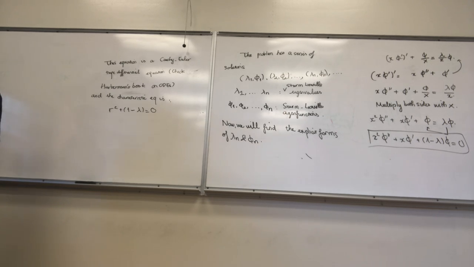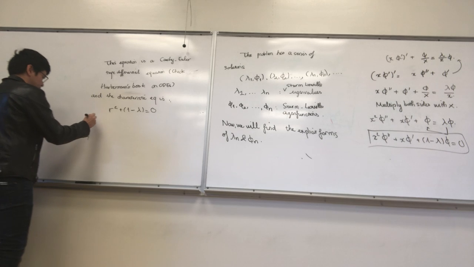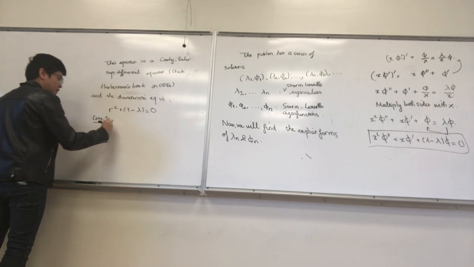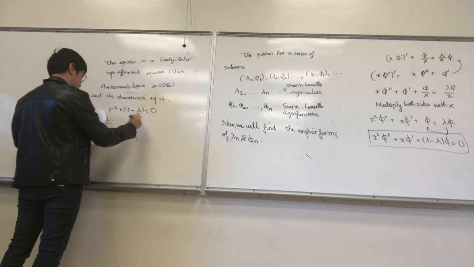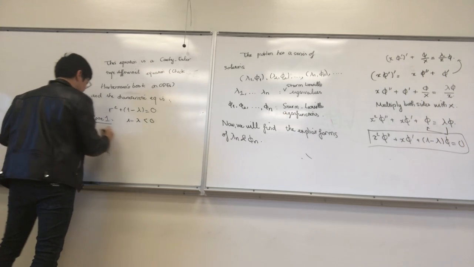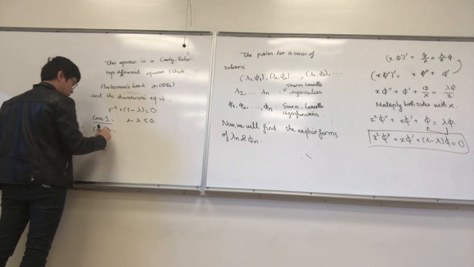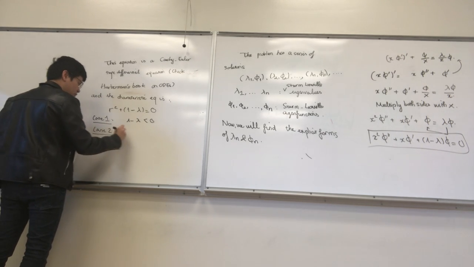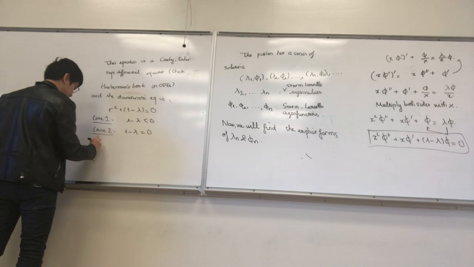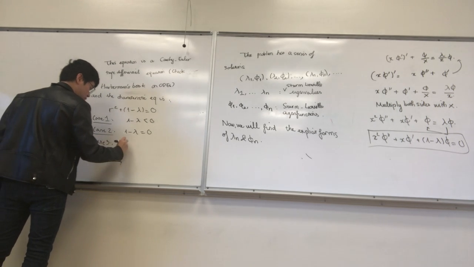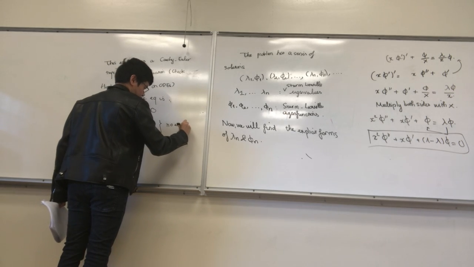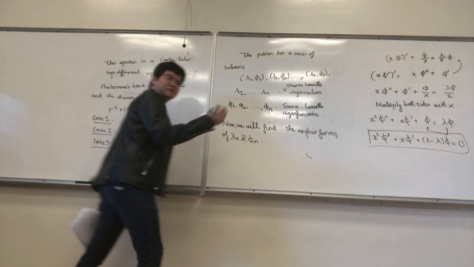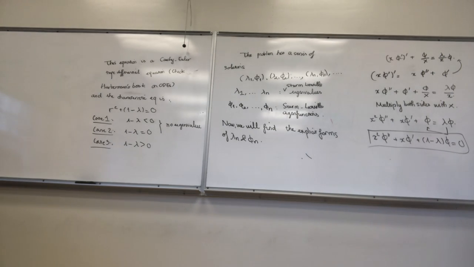So in this case, you also have three cases. Case one, 1 minus lambda is negative. Case two, 1 minus lambda is 0. And case three, 1 minus lambda is positive. So in the first cases, there is no eigenvalue. You do the same trick as before, and there is no eigenvalue. So the last case gives you the eigenvalue, all right?